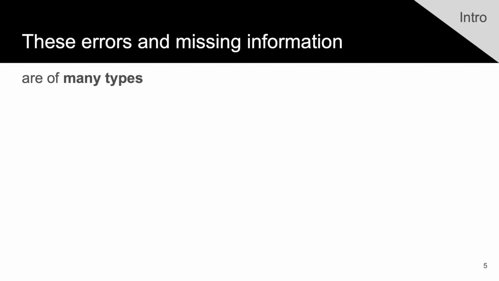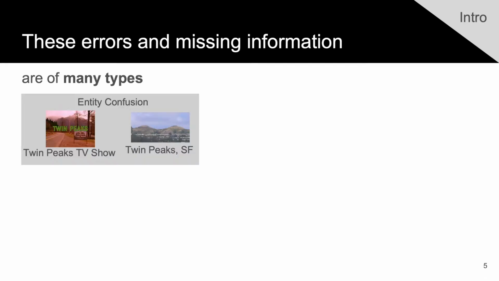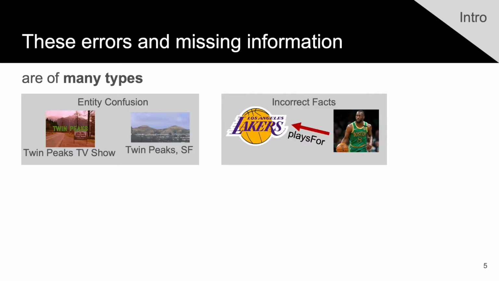Moreover, these errors and missing information take many different forms. One example is entity confusion. For example, maybe the TV show Twin Peaks is confused with the location in San Francisco, Twin Peaks. Another example is just blatantly incorrect facts, like a Boston Celtics player, Kemba Walker, playing for the Los Angeles Lakers. And beyond these, there are many other types of errors.